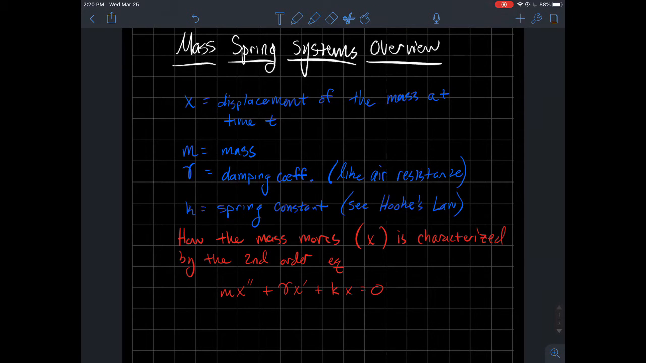So I've got this second order differential equation here, and our goal is to solve it. If I know what the mass is, what the damping coefficient is, and what k is, can I find what x should be theoretically? In other words, that would be the solution to this differential equation. That's what I mean by this single differential equation characterizing the movement of the mass and how it depends on the value of the mass itself, the damping coefficient, and the spring constant.